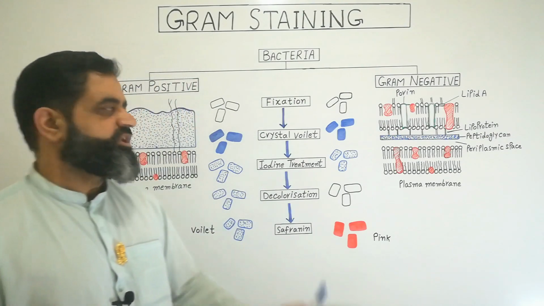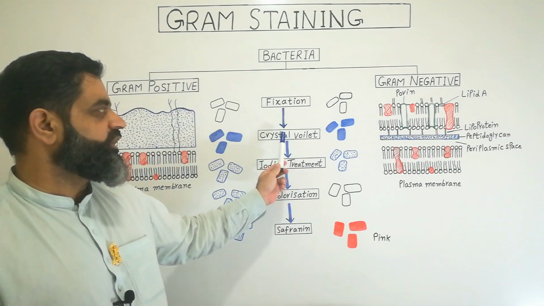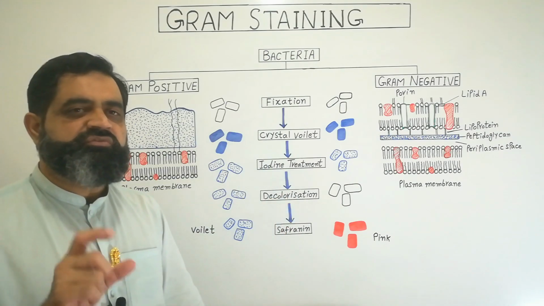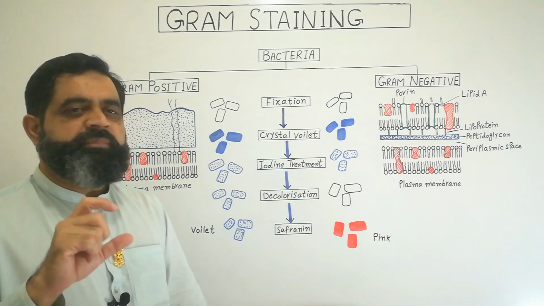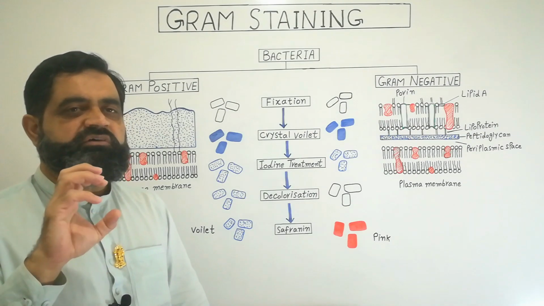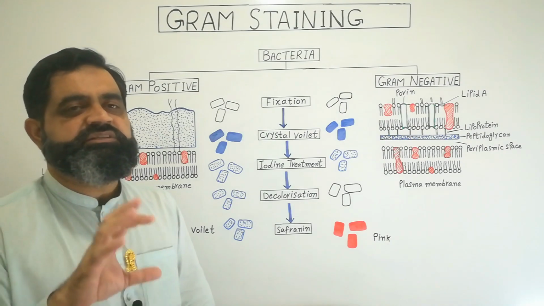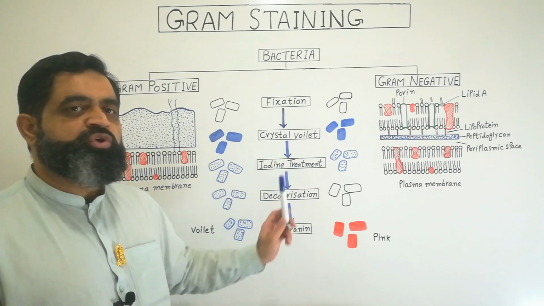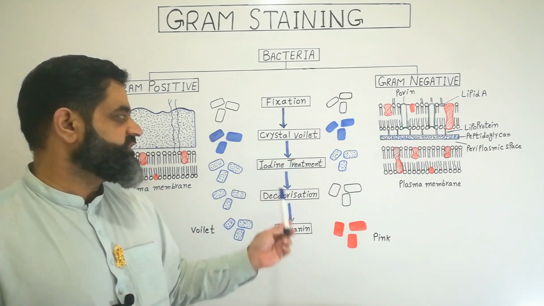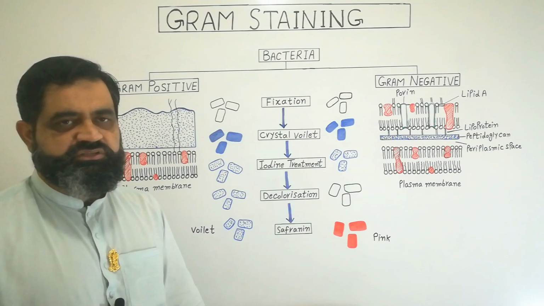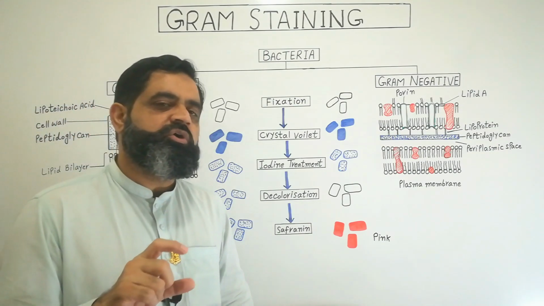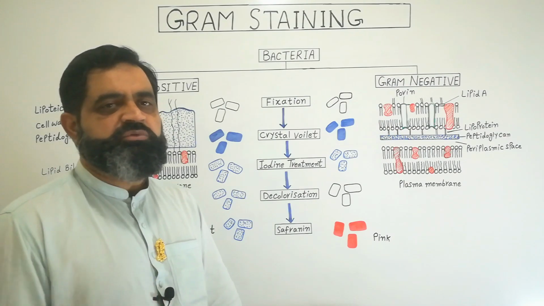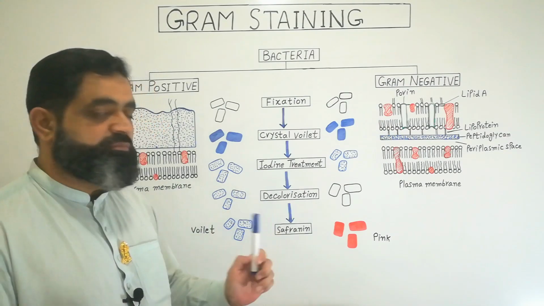After staining with crystal violet dye, we treat with iodine. What is the function of iodine? Iodine will make the color of the dye stable with the bacterial cell wall. After treatment with iodine, we are going to remove the color. This process is known as decolorization. This can be done with alcohol or a mixture of alcohols. We can use any type of ethyl alcohol to remove the color.